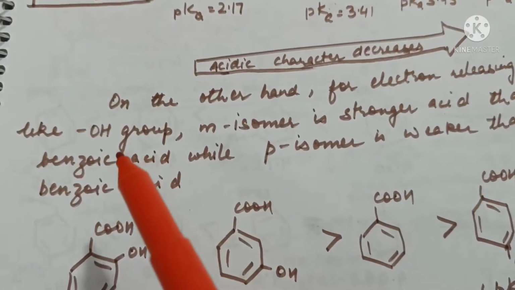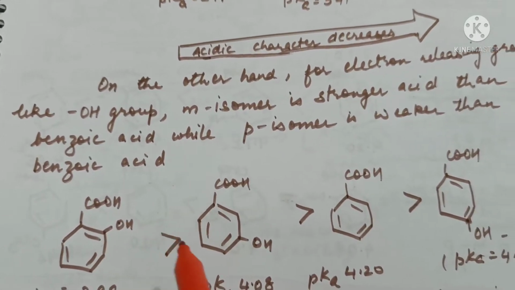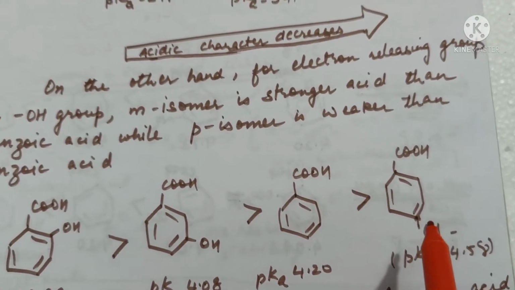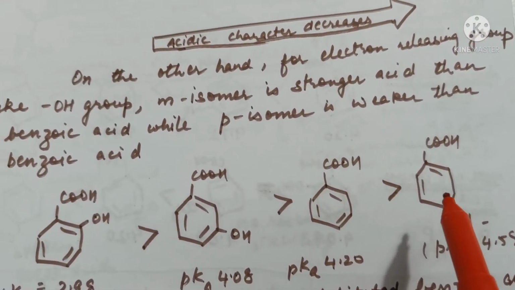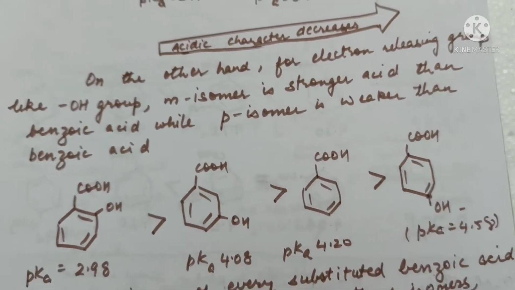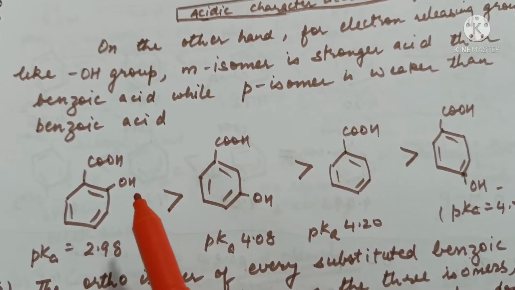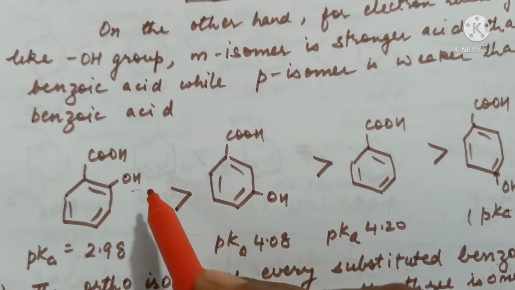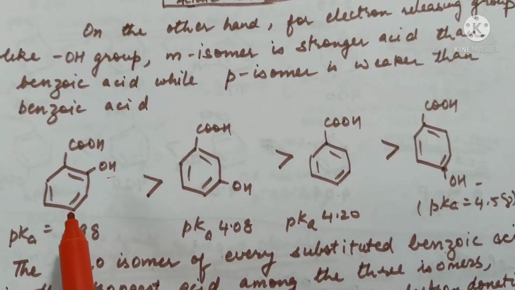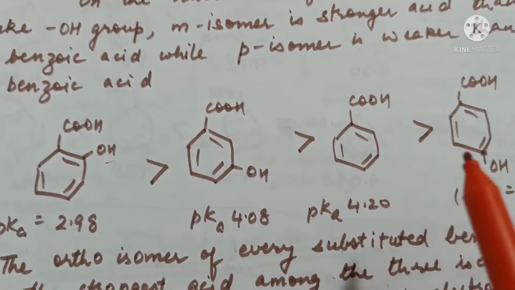So for electron releasing groups like the OH group, the meta isomer will be a stronger acid because the weakening effect is more pronounced at para position. So the para isomer will be the weakest acid, and meta will be stronger than para-hydroxybenzoic acid. When the electron releasing group is hydroxy group, again ortho-hydroxybenzoic acid will be the strongest acid, then meta, then benzoic acid, and then para-hydroxybenzoic acid.